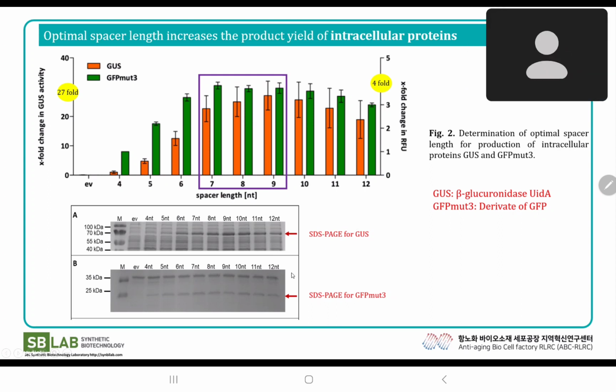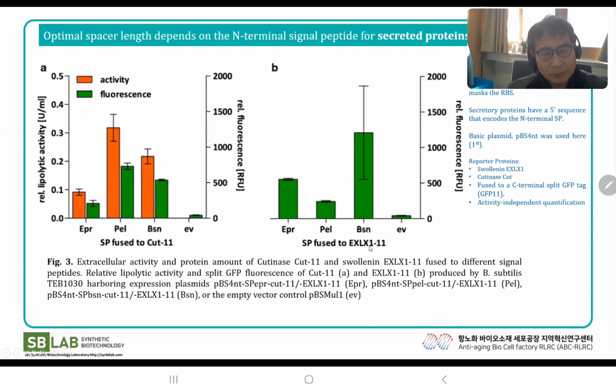In their SDS-PAGE, the data also correlate with that of the protein assay. Here one question arises: why is the GUS expression only briefly present in this? It is okay.